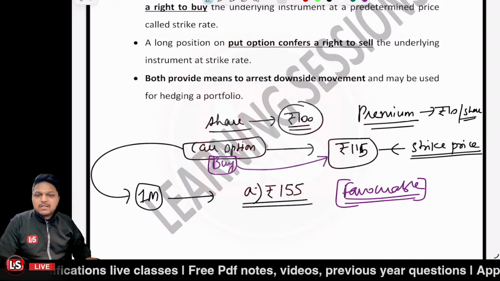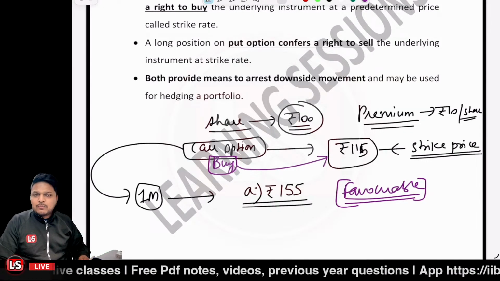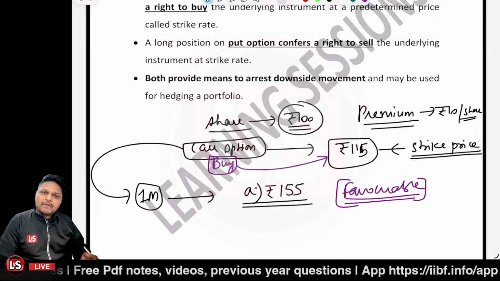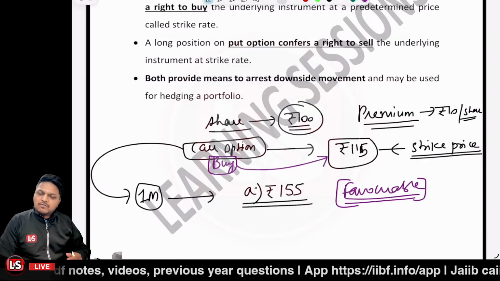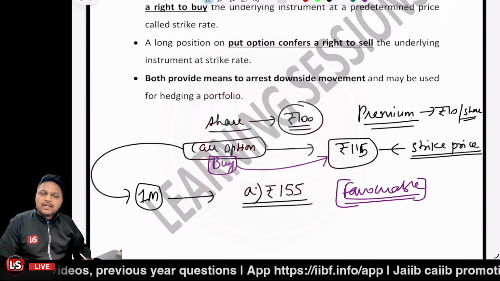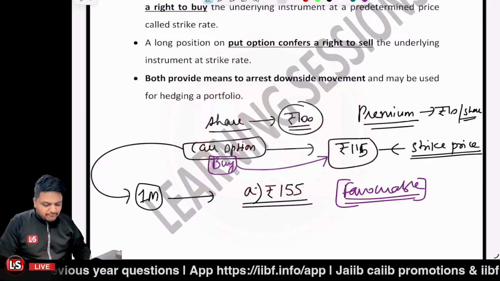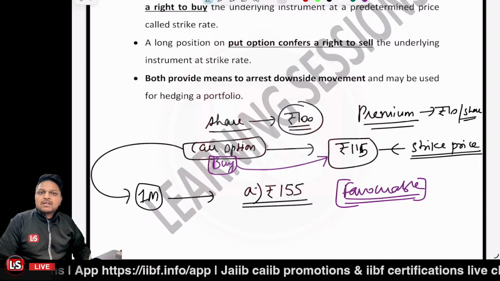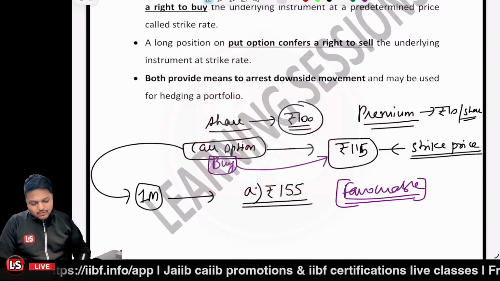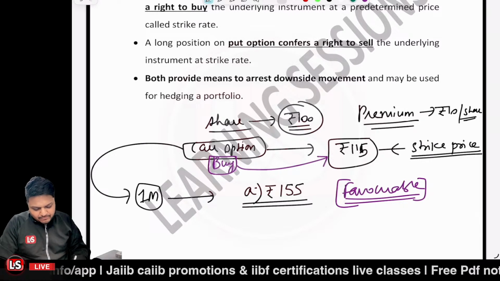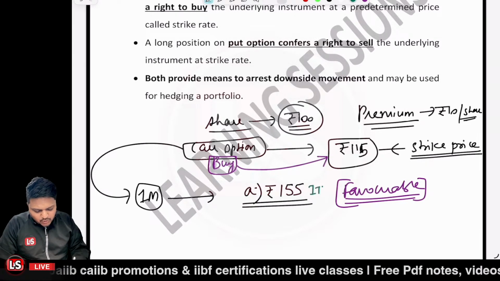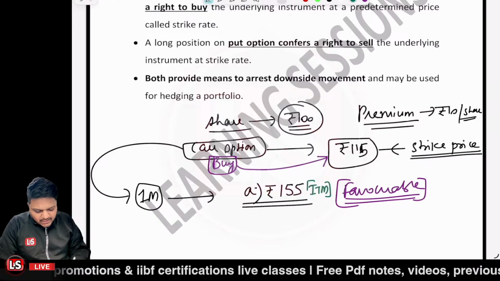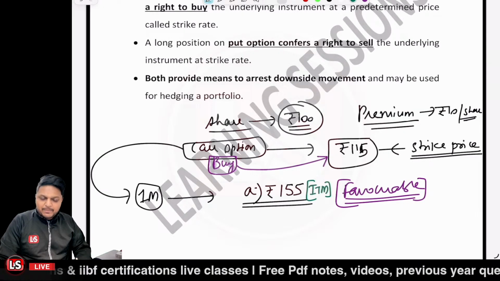Definitely it's favorable now. What you have to do to make a profit is buy at rupees 115 and sell at rupees 155, right? Making a profit out of it. So definitely it's a favorable position. And whenever the options are favorable, we say it to be ITM. We say such a position to be ITM. That is, we are in the money. We are in the money, right?